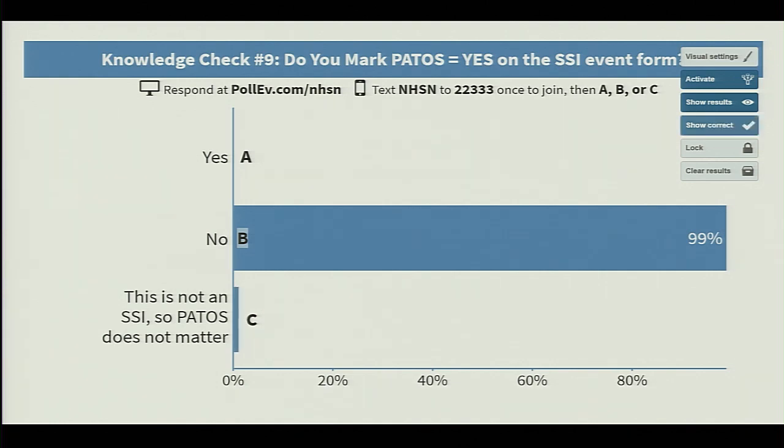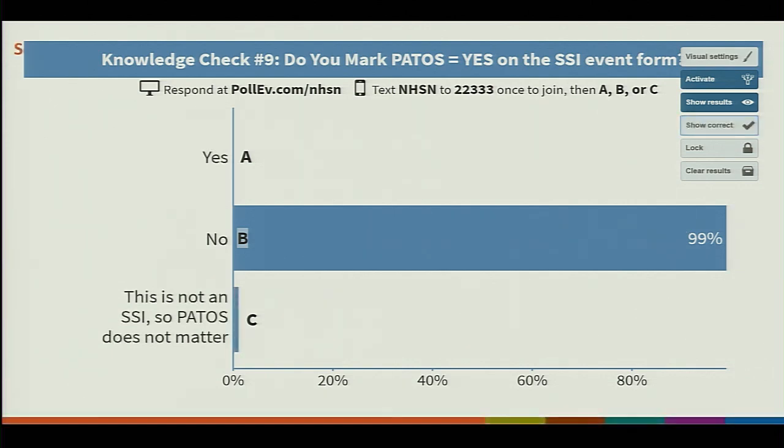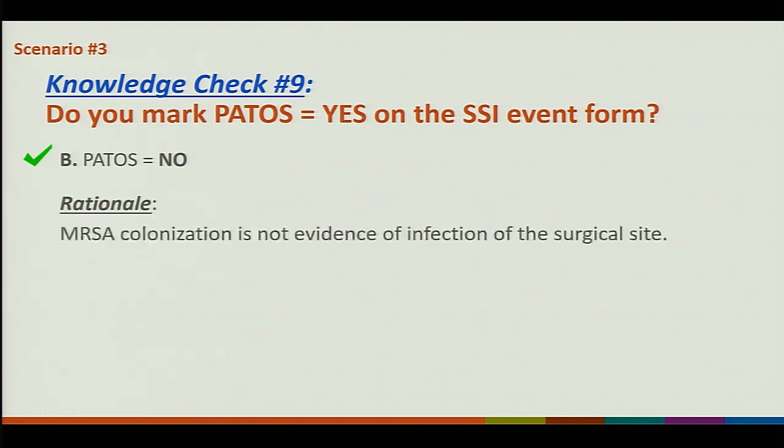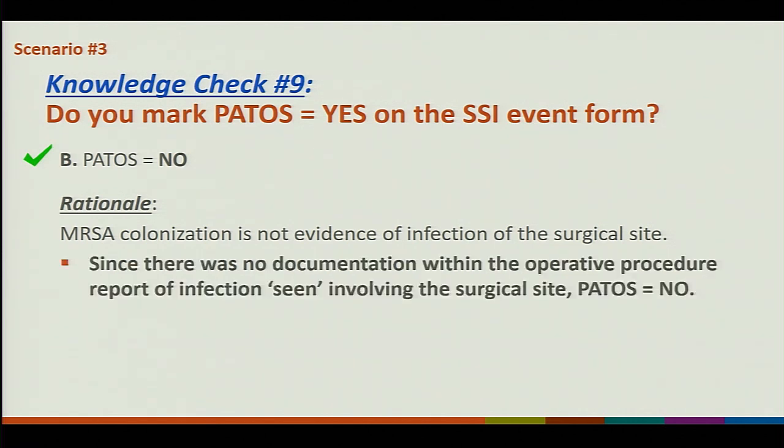So the correct answer is, let's see here, B, PATOS equals no. So great job. MRSA colonization is not evidence of actual infection of the surgical site. So it would be PATOS equals no. Also, because there was no infection documented within the operative report at the time of surgery, PATOS equals no. So there was no documentation that there was infection seen.